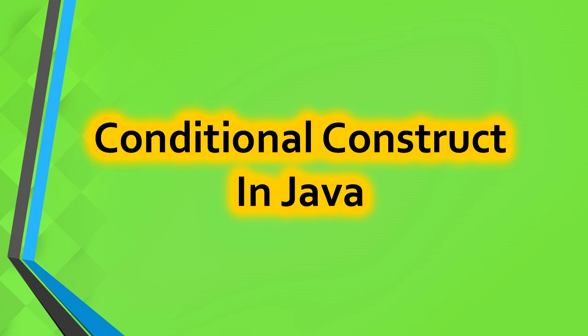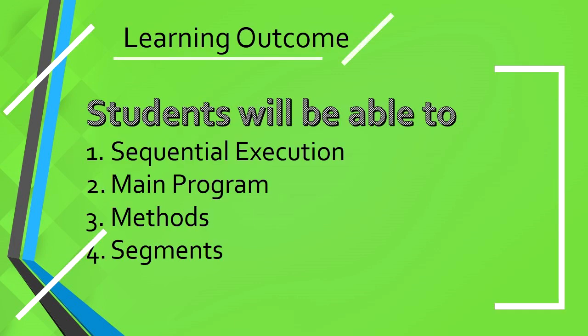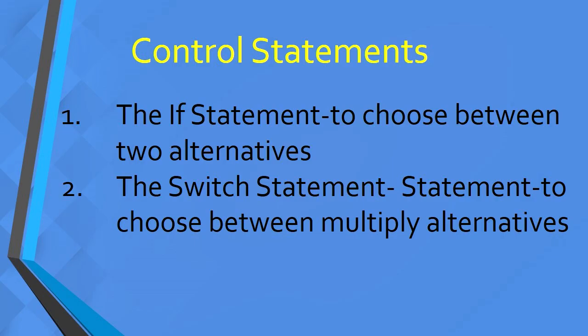So the learning outcome of this chapter is that students will be able to understand the execution of the main program, methods and segments. Control statements. In Java, there are two forms of control statements. The if statement to choose between two alternatives, and the switch statement to choose between multiple alternatives.